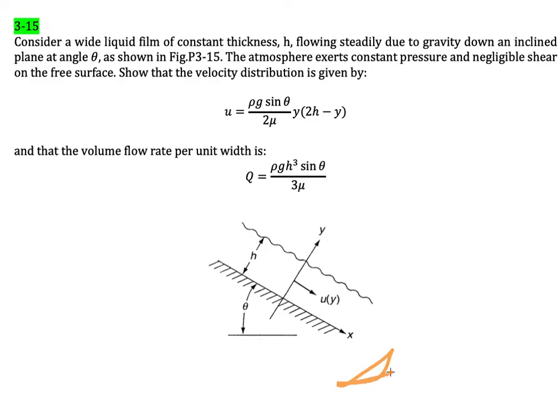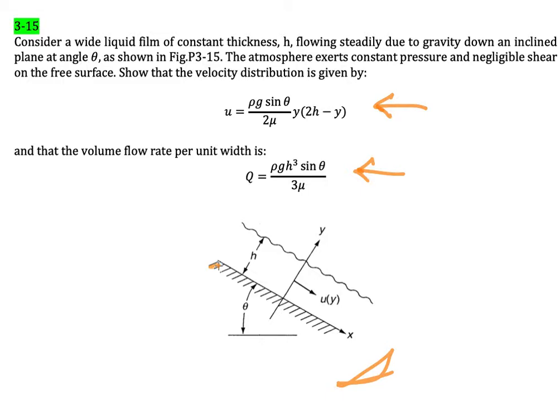The atmosphere exerts constant pressure and negligible shear on the free surface. Show that the velocity distribution is given by this equation, and then the volume flow rate per unit width is shown as this one. So we have this kind of situation.